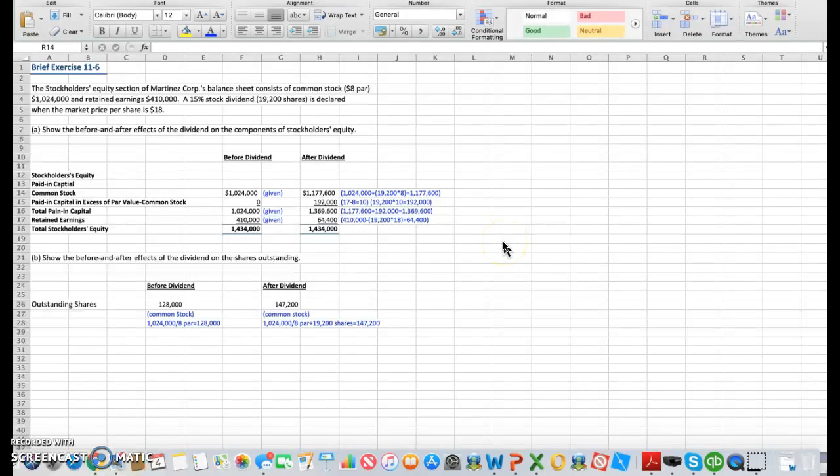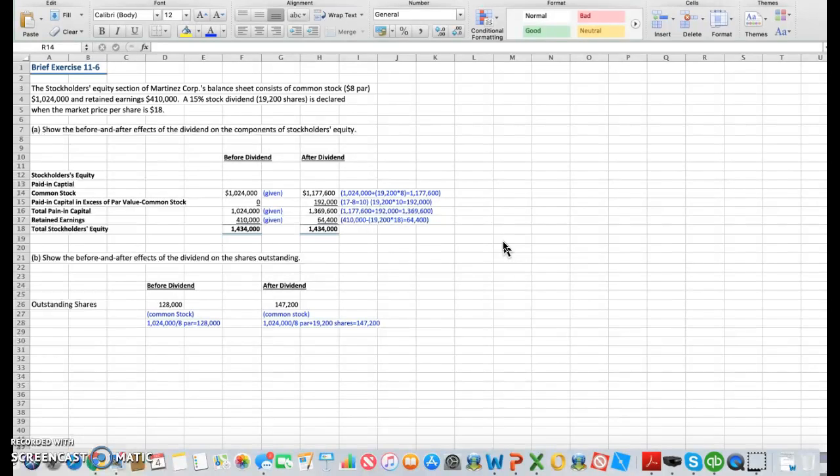It's the stockholders' equity section of Martinez Corp. The balance sheet consists of common stock, $8 par, with $1,024,000 and retained earnings of $410,000. A 15% stock dividend with 19,200 shares is declared when the market price per share is $18.